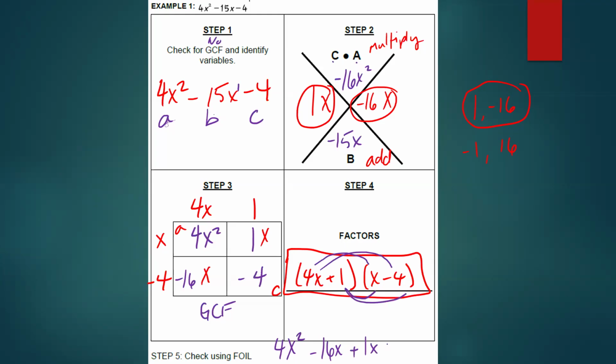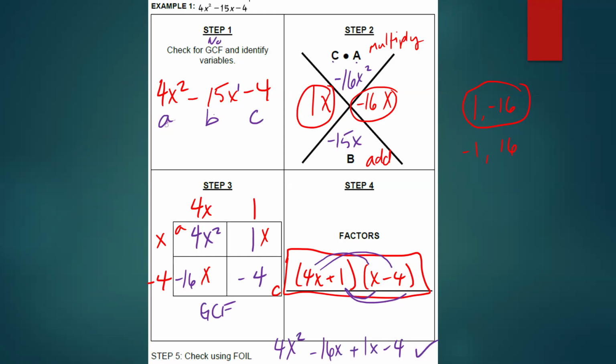And then 1 times x is 1x. And then 1 times negative 4 is negative 4. Does this come back to our original problem in box 1? It does. Negative 16 and plus 1 is going to make negative 15. So if your FOIL checks out and you get everything that you got in box 1, guess what that means? You're a genius. You did it correctly.